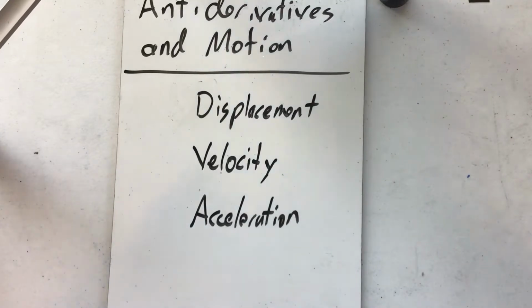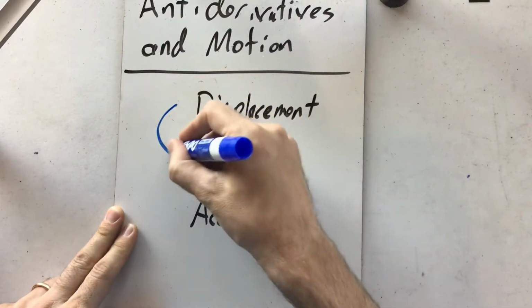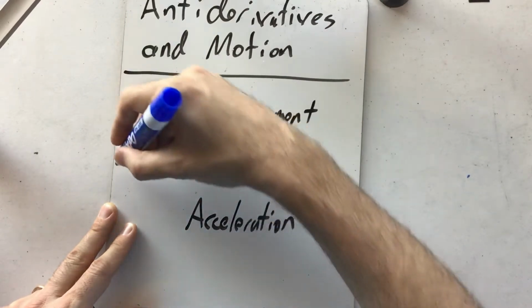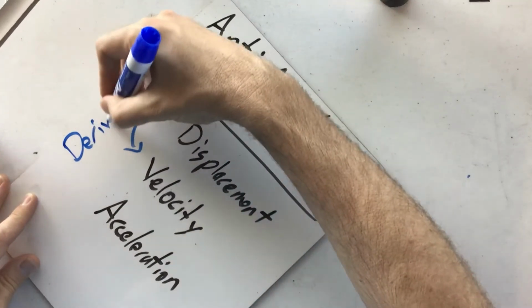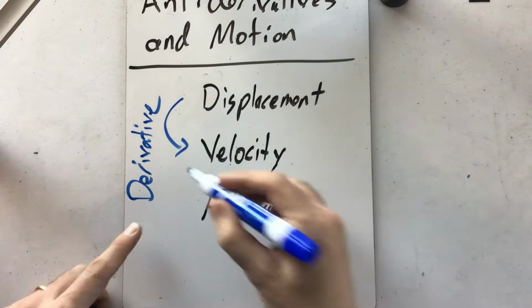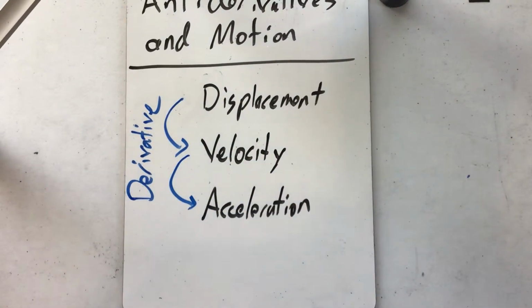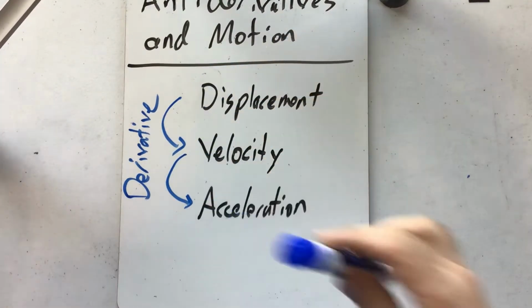Okay, we already thought about this a little bit, but let's recap what we've said before. If you have the displacement and you want to get to velocity, how do we get there? We get there by taking a derivative. So if I know my displacement and I want to get to the velocity, I take a derivative. And if I know my velocity and I want to get to acceleration, I take another derivative. So basically, to go from displacement to velocity to acceleration, I take derivatives.